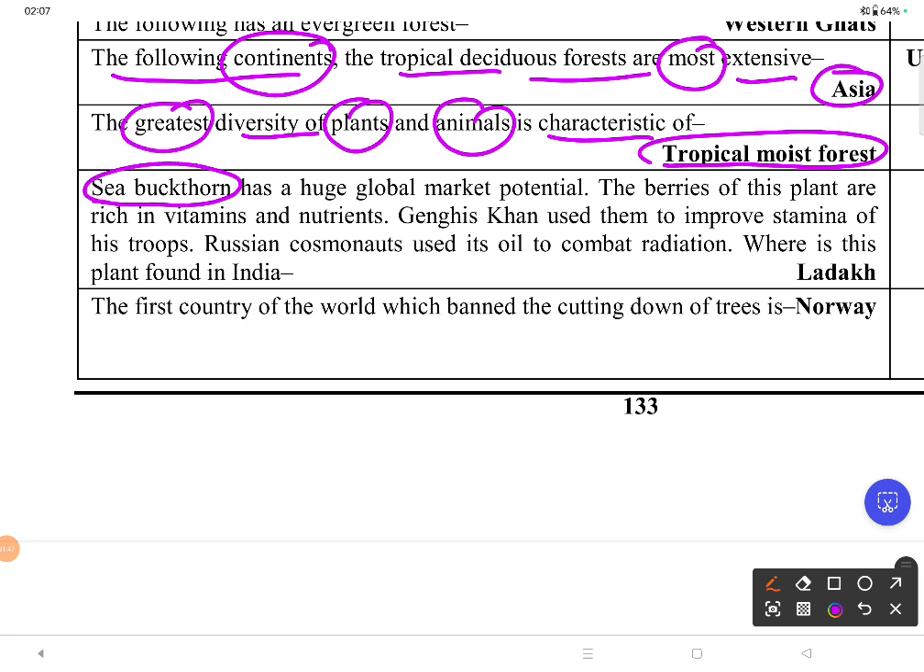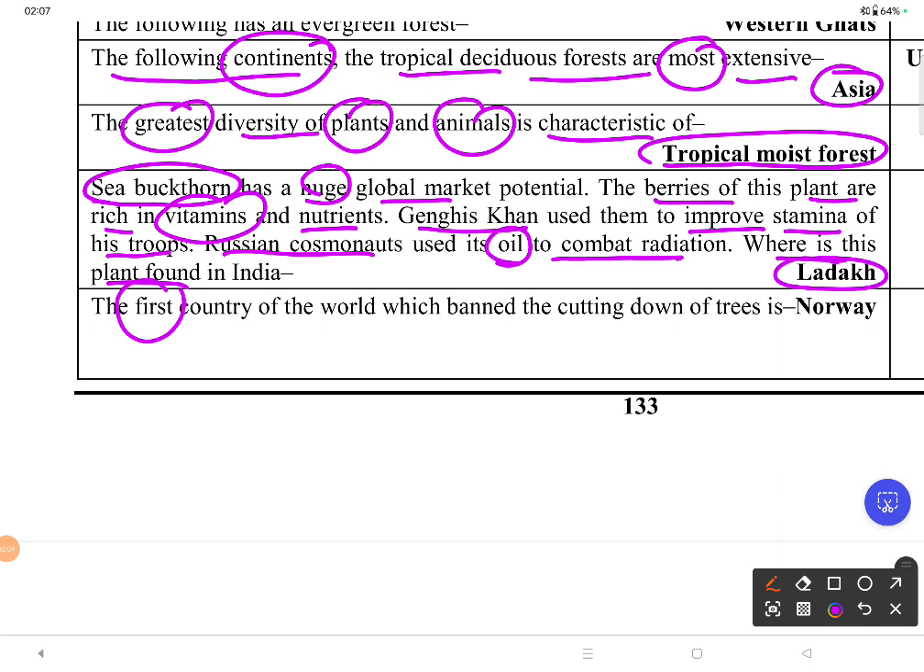Sea buckthorn has a huge global market potential. The berries of this plant are rich in vitamins and nutrients. Genghis Khan used them to improve stamina of his troops. Russian cosmonauts use its oil to combat radiation. Where is this plant found in India? Ladakh. The first country of the world which banned the cutting down of trees is Norway.